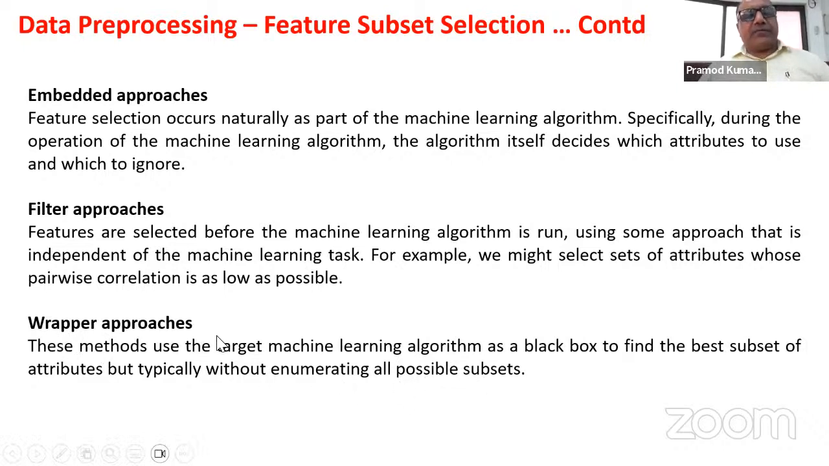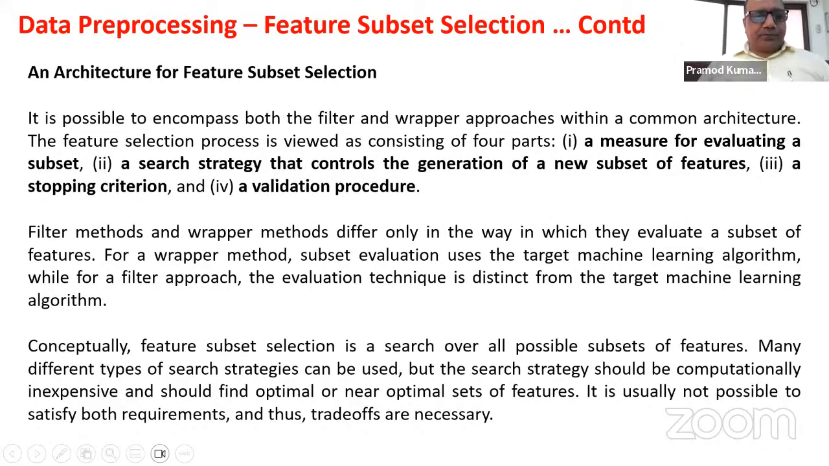So what we do in the wrapper approach is that instead of going for all the possible subsets, we give a few selected subsets to it. From those selected subsets, we try to find out which is the better one. So in much less time, we are able to get a good feature set. These three approaches are very common: the embedded approach, the filter approach, and the wrapper approach.